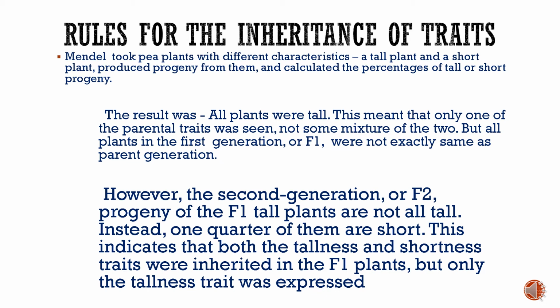However, in the second generation, all plants were not tall. Instead, one quarter of them were short, which indicates both tallness and shortness traits were inherited in the first generation, but only the tallness trait was expressed.